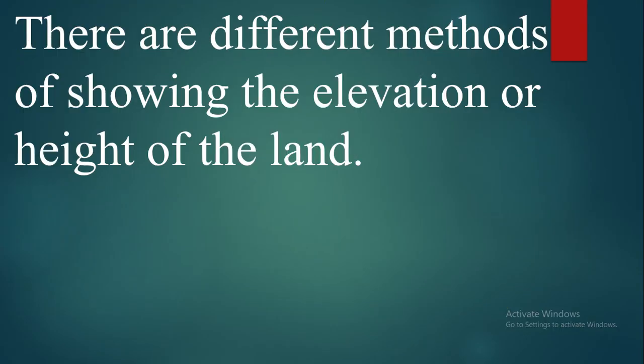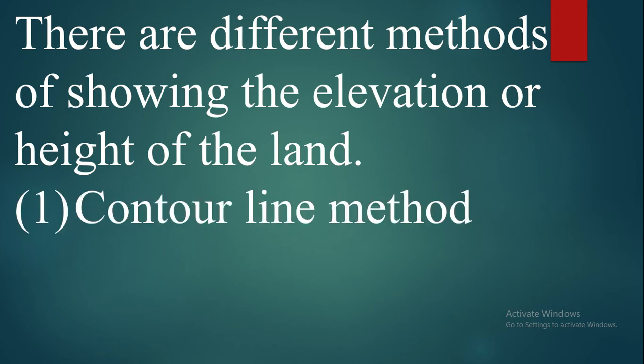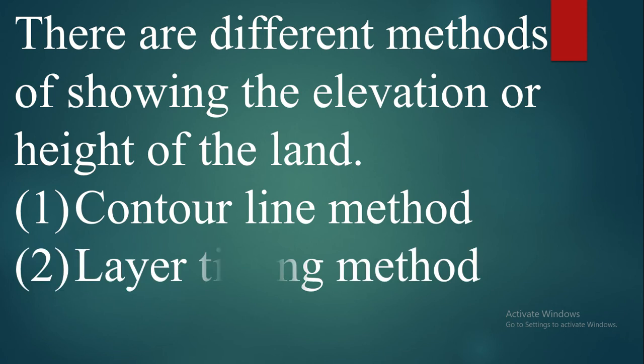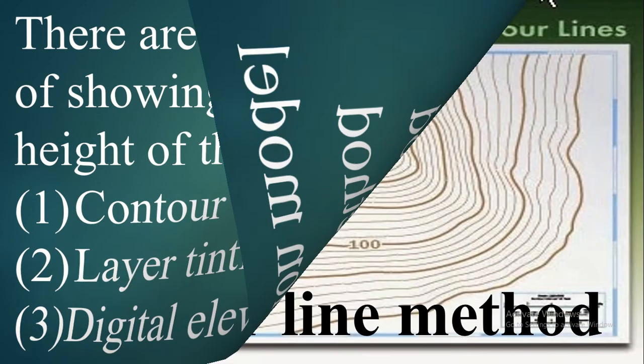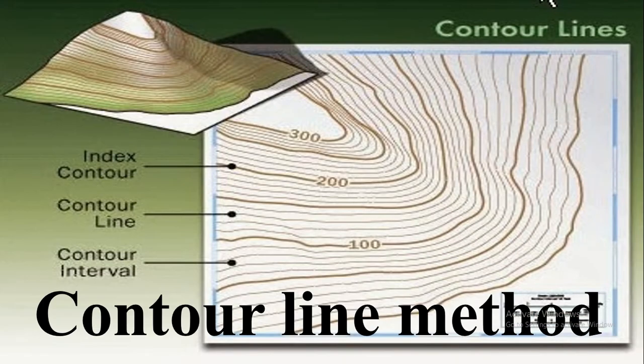For showing the elevation, that means the height of the land, there are three methods. First is the contour line method, second is the layer tinting method, and third is the digital elevation model. Let us first see the contour line method.